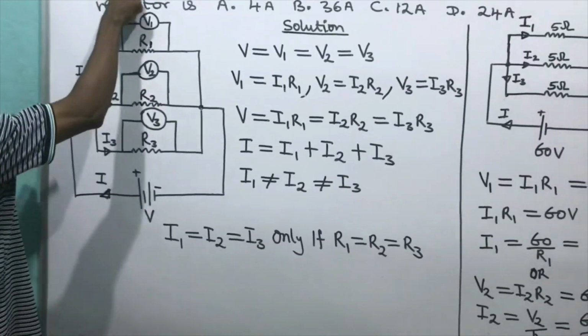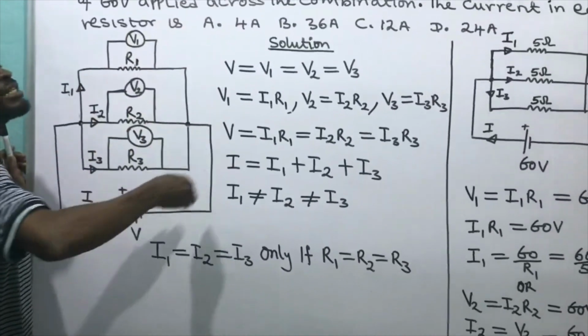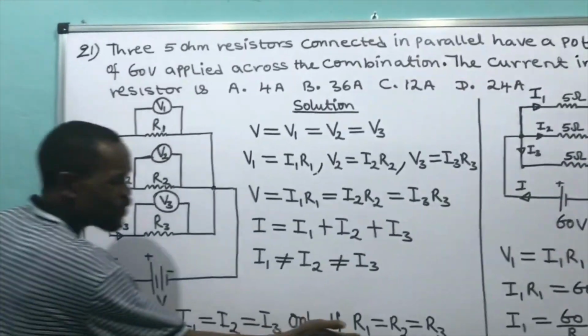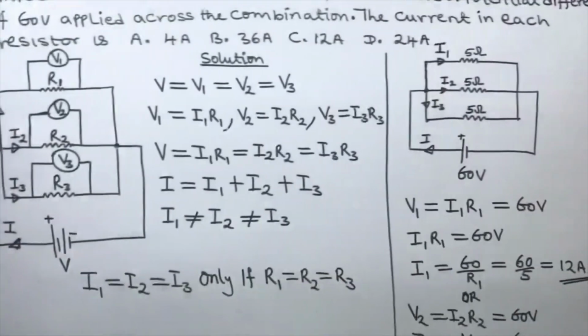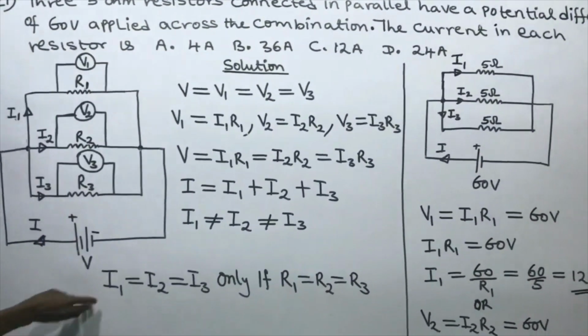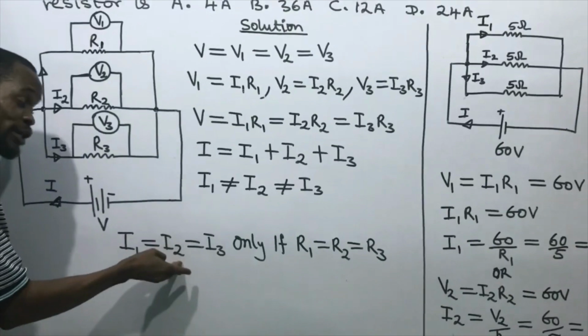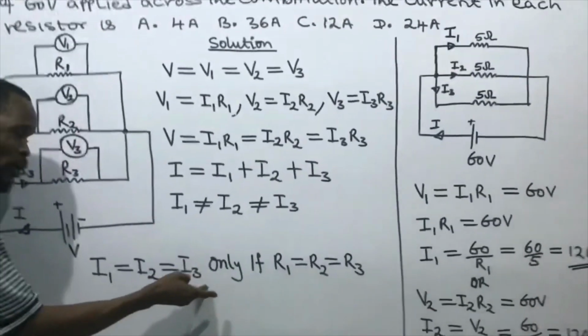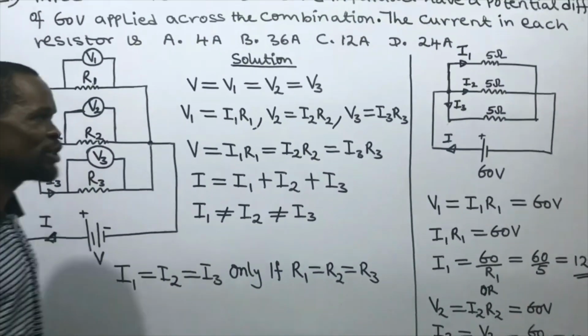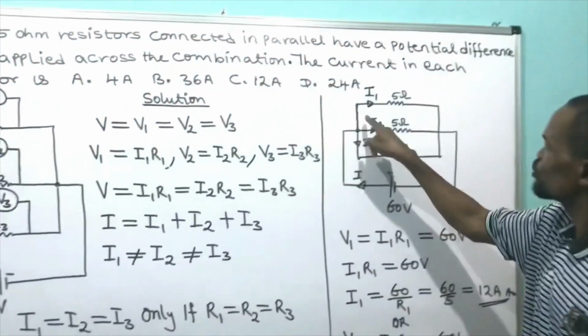Look at it, they say 5 ohms. That means the resistances are equal. R1, R2, R3 are the same, which is 5 ohms. Therefore, current 1 will be equal to current 2, and current 2 will be equal to current 3. But let's go to the question. We'll come back to the question to solve it.